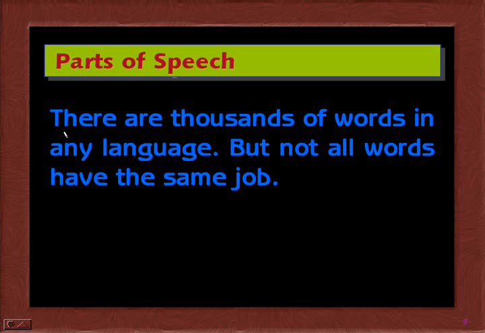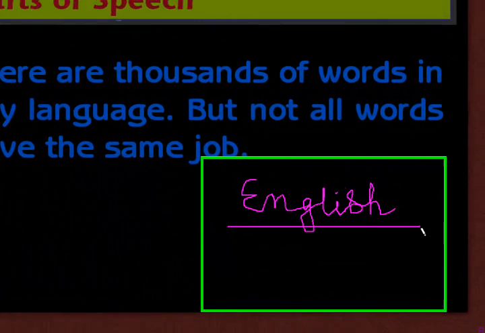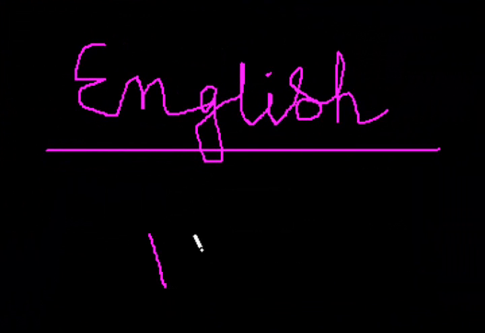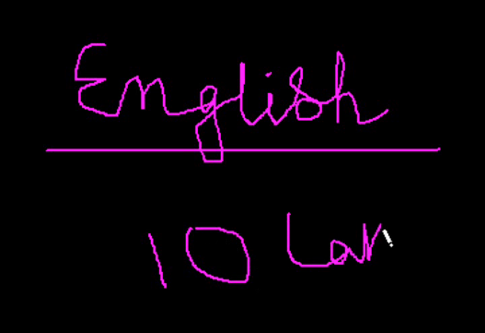There are thousands of words in any language, but not all words have the same job. If you take any language, it will have many words, particularly the English language. So how many words do we have in the English language? We have approximately 10 lakh words. Right, that you know.